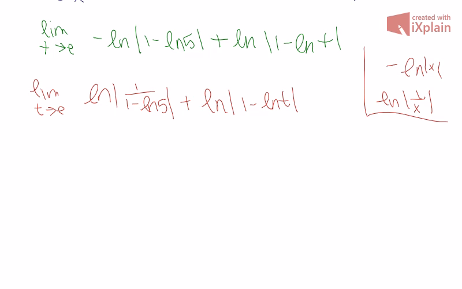Awesome. So when you plug e back into t, you get ln of 0. So this is undefined, which means this equation diverges because it equals negative infinity.